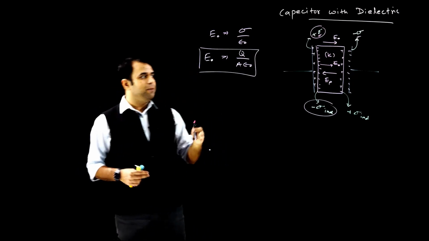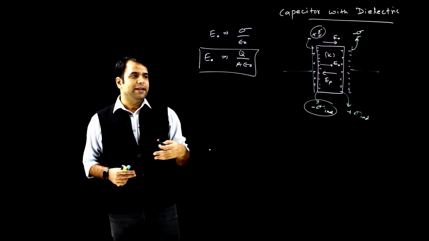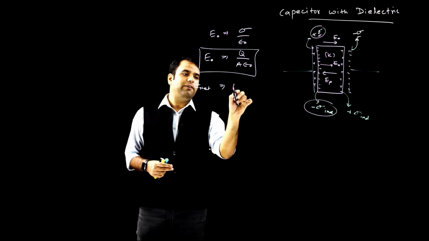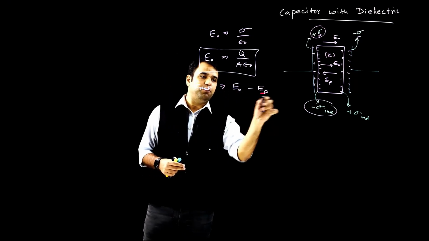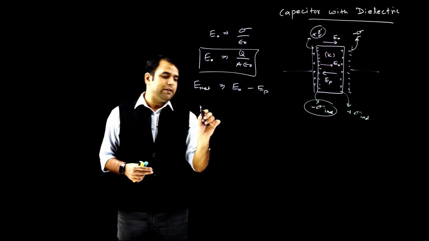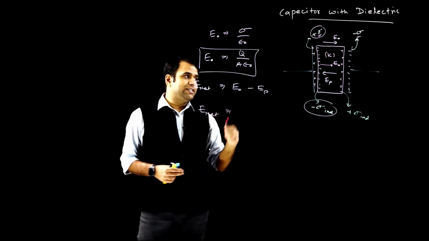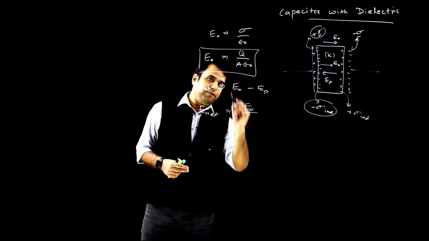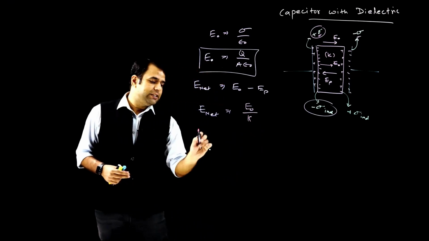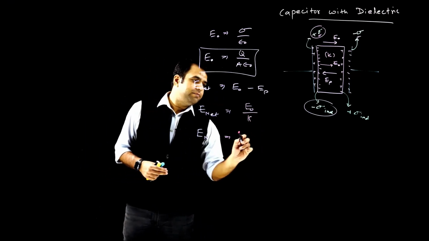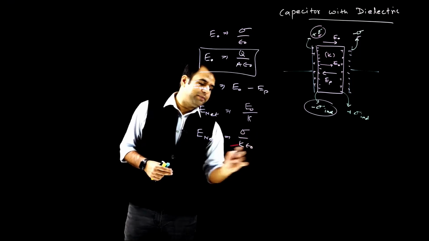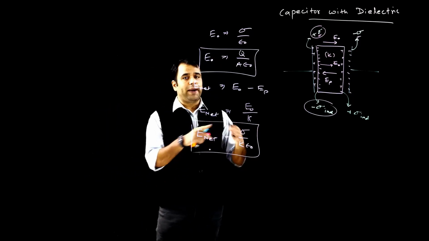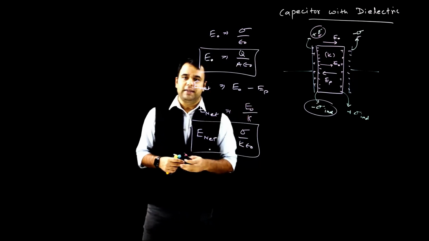Now when this original field passes through the dielectric, the polarizing fields come into play and change the value of the net field, which becomes E naught minus E polarizing. We also know that E net, the net field inside the dielectric, is equal to the original field divided by the dielectric constant K. So E net becomes sigma upon K epsilon naught. This is the net electric field passing through the dielectric, which is occupying the whole space between the capacitor plates.